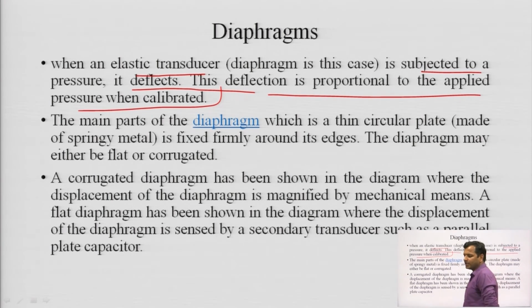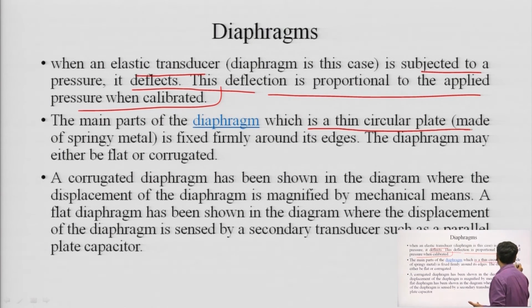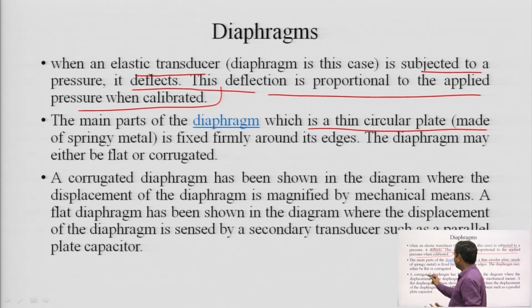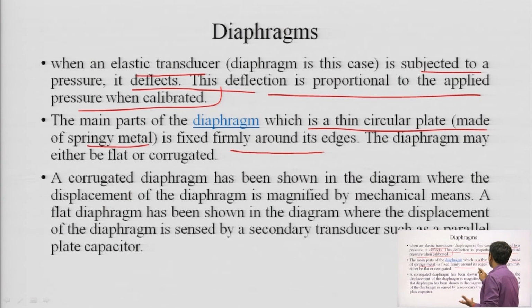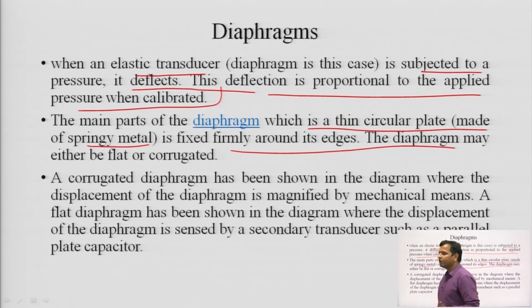So, the simple principle of the diaphragm is, when we apply the pressure, we get a deflection that is proportional to the applied pressure. That is the basic principle of the diaphragm. The main part of the diaphragm is a thin circular plate made of some springy metal that is fixed firmly around its edges. The diaphragm may either be flat or corrugated.